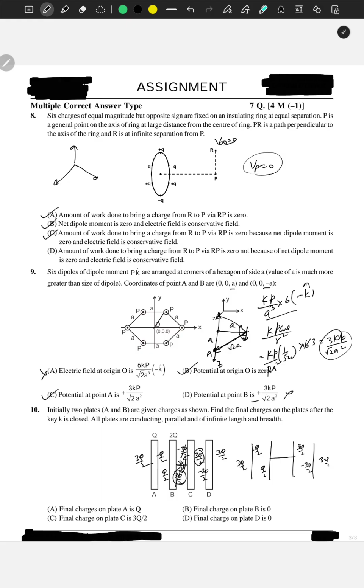Now read the options. Final charge on plate A is q. Yeah, that will be q only, right? No change in this one. Final charge on plate B is 0. No, that q by 2 is there, so this is wrong. Final charge on plate C is 3q by 2. Yes, 3q by 2 is there, correct. Final charge on plate D is 0. Yeah, total charge is 0. So A, C, D are correct.